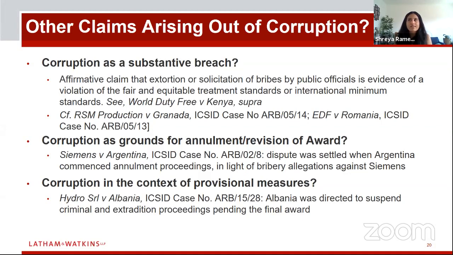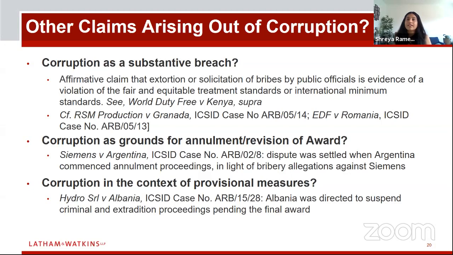This kind of argument has also been made in a number of other cases, including in EDF versus Romania. In EDF versus Romania, EDF alleged that Romania's measures were a response to EDF's refusal to pay bribes in the amount of $2.5 million, which were actually solicited by the Romanian Prime Minister.